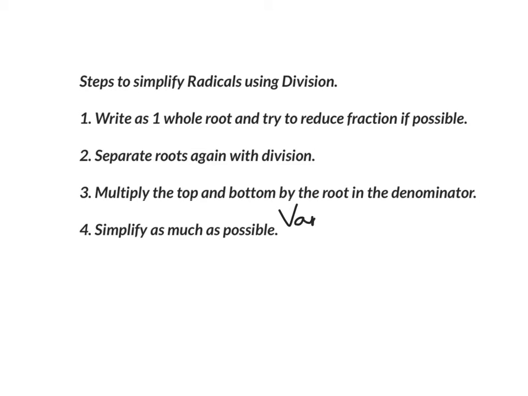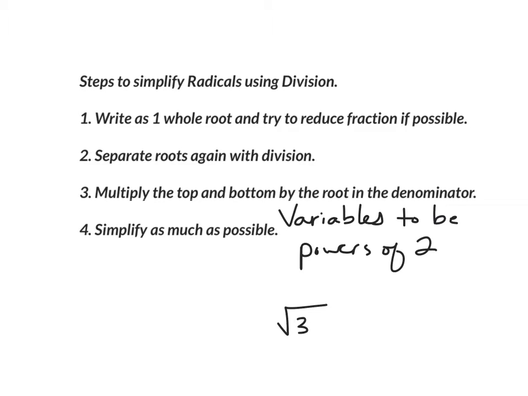So on step 3, when you multiply, you want the variables to be powers of 2. You want them to have an exponent of 2. So, for example, if I have the square root of 3x on the bottom, and let's say I have 5 on the top, I'm going to multiply by the square root. The 3's got to go with it, and I have 1x, and I need a power of 2, so I'm going to have to multiply by 1x.